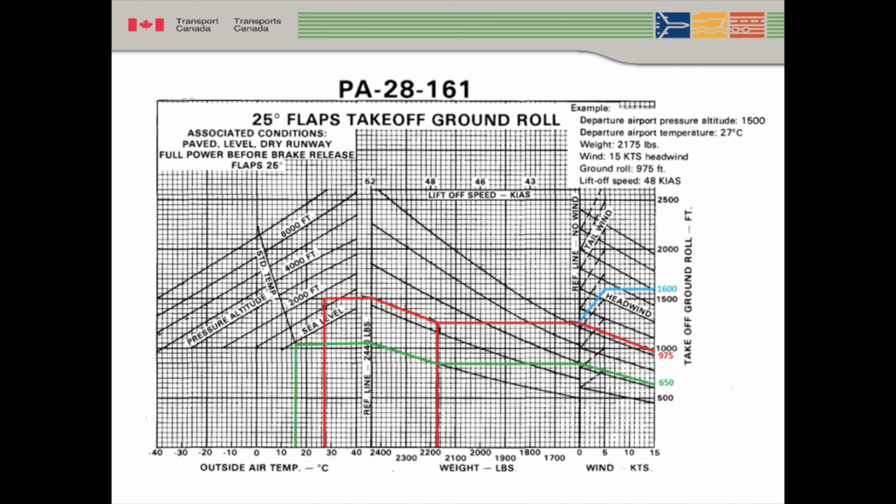Basically, with 25 degrees of flaps, as per the Piper manual, on a nice day, from 750 you've gone down to 650 feet. On your typical day today, you've gone from 1150 to 975 feet. And with a 5 knot tailwind, you've gone from 1750 to 1600 feet. So using the flaps, as the manufacturer recommends in the aircraft manual, does improve your takeoff roll, your ground roll on takeoff. So look at that also, understand it.